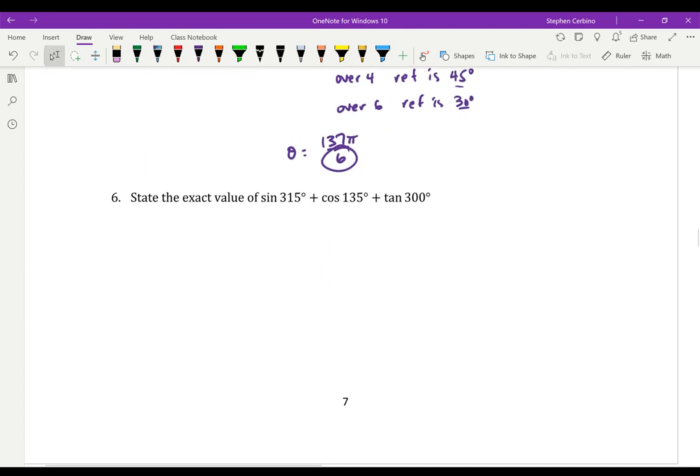All right, so for number 6, it says state the exact value of the sine of 315, cosine of 135, and tangent of 300. So 315 is in quadrant 4. The reference angle is 45, so we would say negative sine of 45. Cosine of 135, that's in quadrant 2, so it's going to be negative, so we'll change this to a minus. And again, the reference angle is 45. Tangent of 300, that's in quadrant 4. We know tangent's negative there, so we'll make that subtraction. And we will say that has a reference angle of 60.